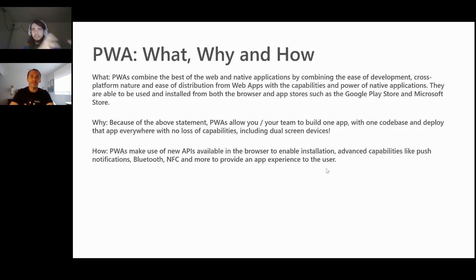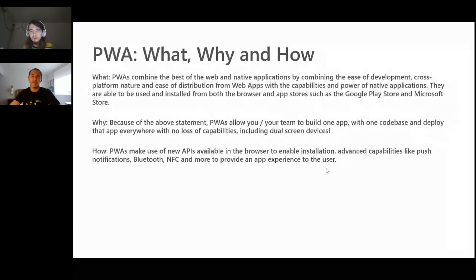So PWAs take that and combine it with the capabilities and power of native applications. The good thing about native apps is they've always had full access to the full suite of capabilities and APIs on a device, so you can take full advantage of the power of that device. PWAs combine those two things. You get the capabilities and power of native applications, provided by new APIs that are available in Chromium. That includes the new Edge, but also Google Chrome and others, Samsung Internet, for example.